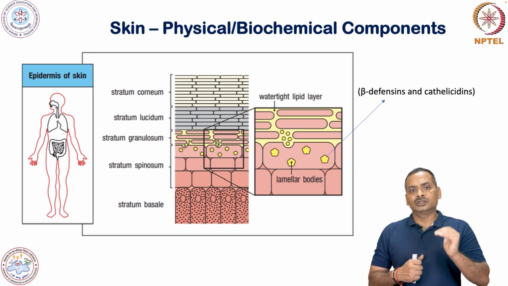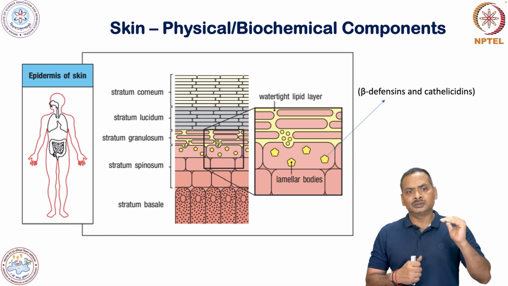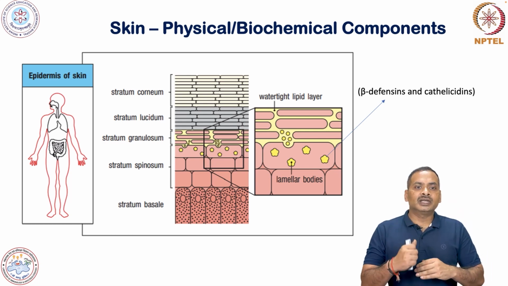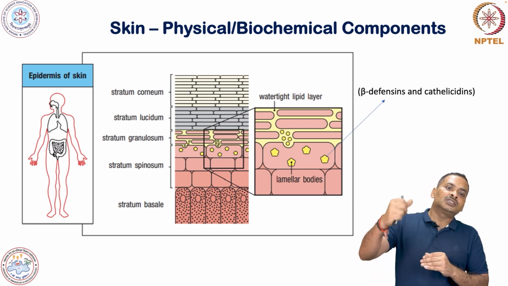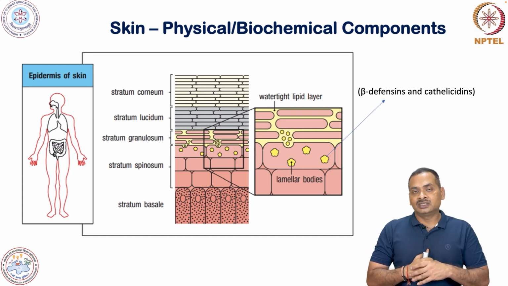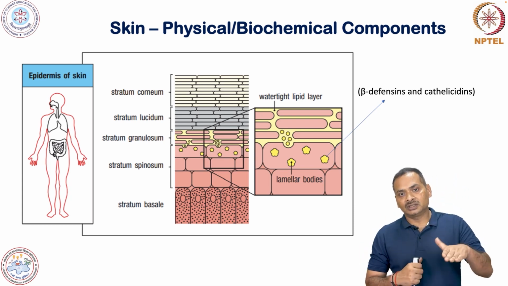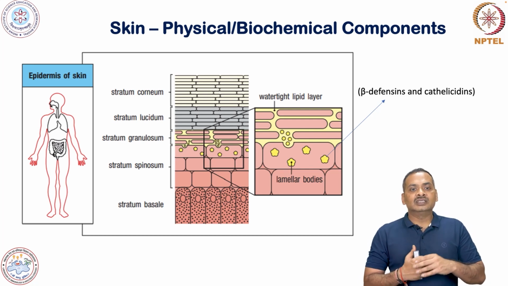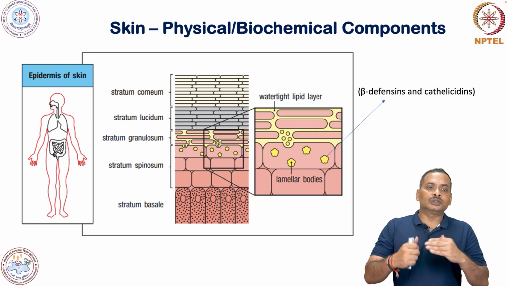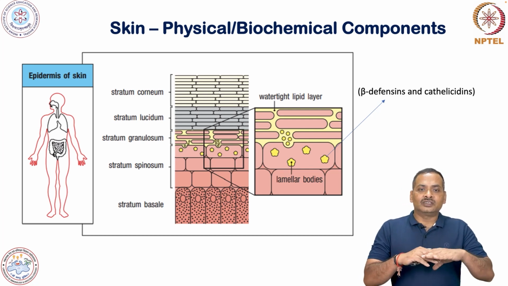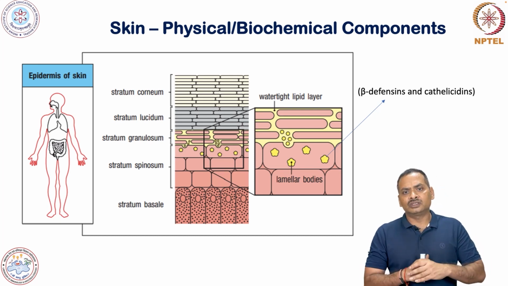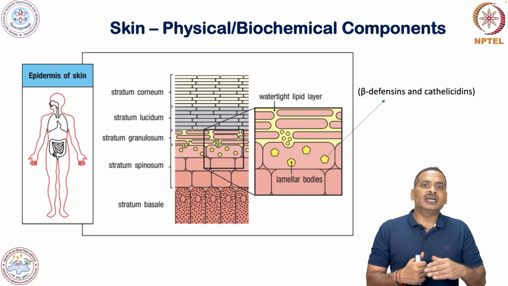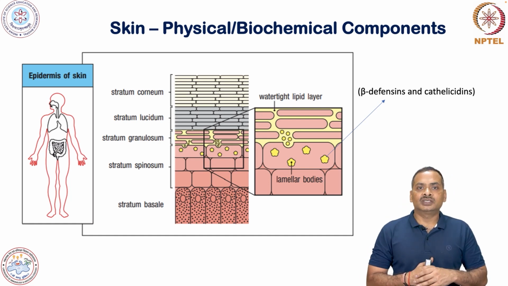There will be a growth of this stratum spinosum, and that is pushing out. So towards the terminal there are dead cells which give a kind of mechanical strength, and in addition this will also produce some kind of lipid layer, which is a watertight lipid layer, and in that way the microbial pathogen cannot enter.